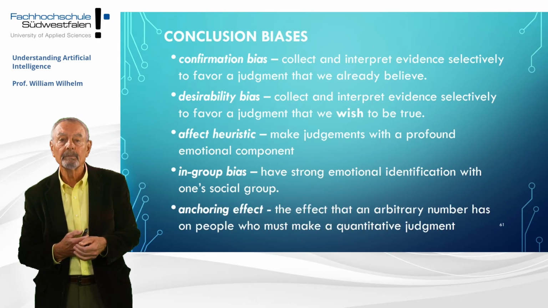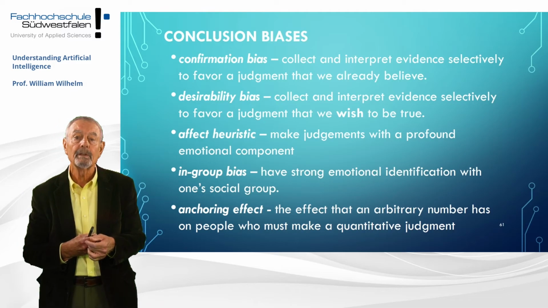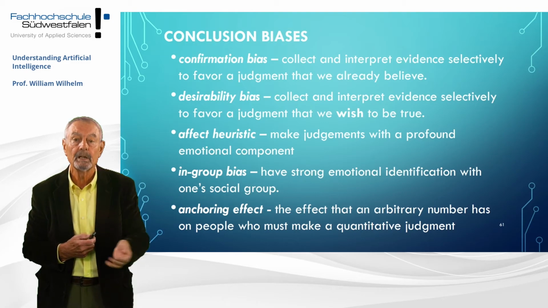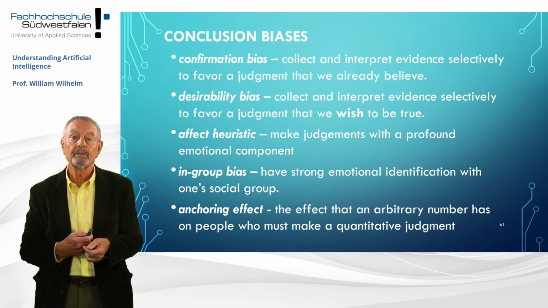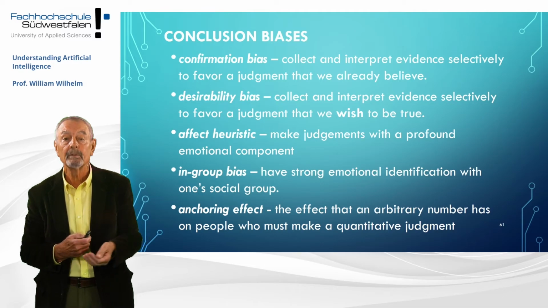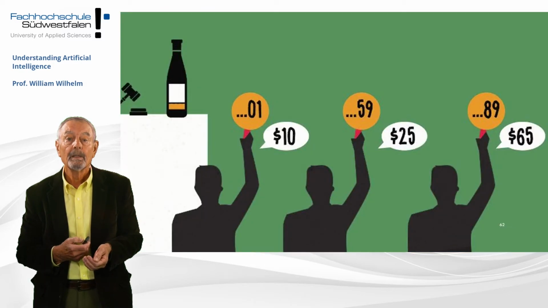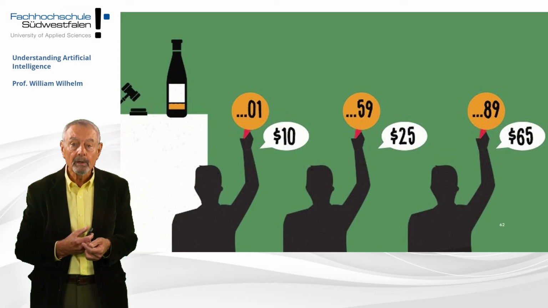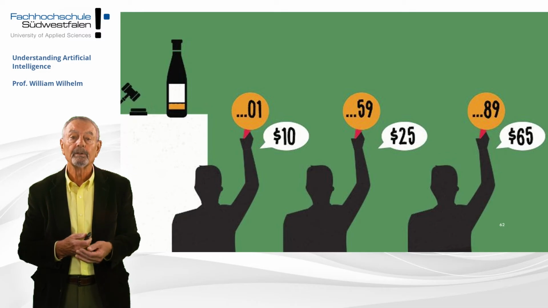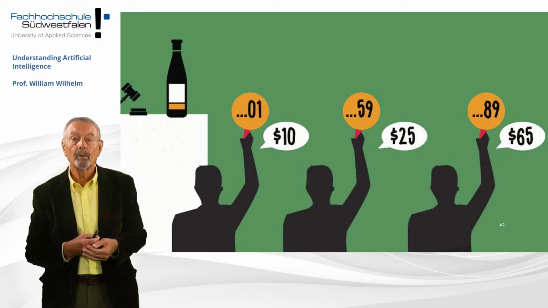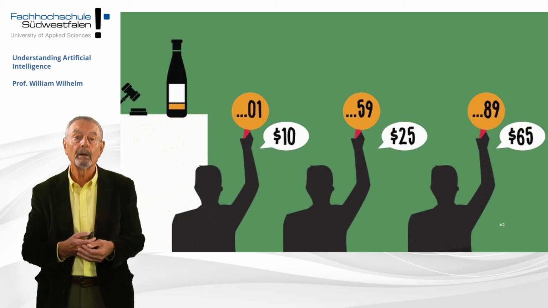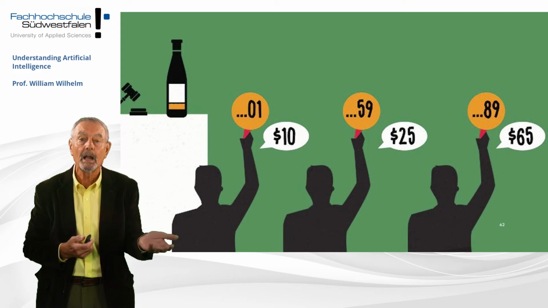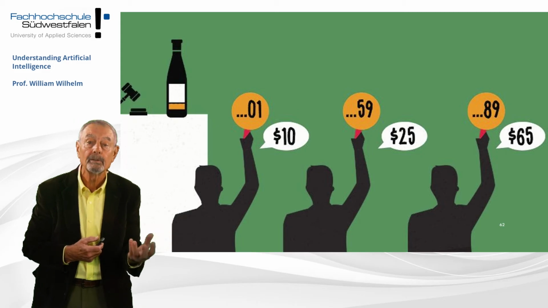A subtler example of conclusion bias is the anchoring effect, which is the effect that an arbitrary number has on people who must make a quantitative judgment. The anchoring bias suggests that we favor the first bit of information we learn. There have been numerous academic experiments demonstrating the anchoring effect of first impressions on pricing. For example, in 2006, researcher Dan Ariely asked students at MIT to bid on items in an arbitrary auction using Social Security numbers as their anchor.